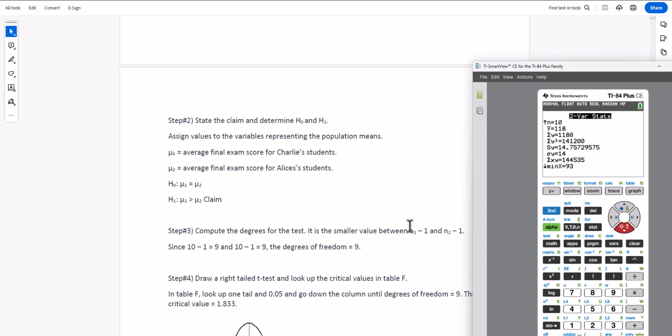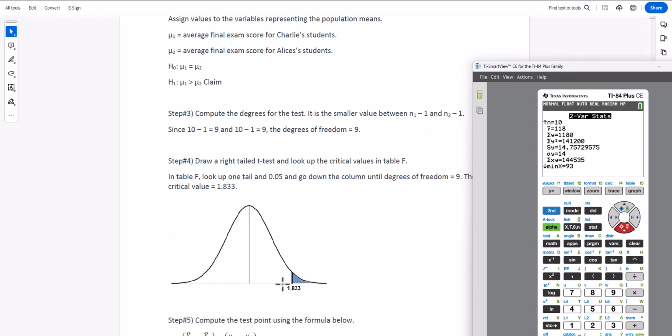We have to calculate N1 minus 1 and N2 minus 1. Both Ns are 10, so 10 minus 1 is 9. So there's two 9s. We have to pick 9 as the degrees of freedom. Now we're ready to look up the critical value. So since we have to calculate the sample standard deviation, this is a t-test. It's a right-tailed t-test. Alpha is 0.05.